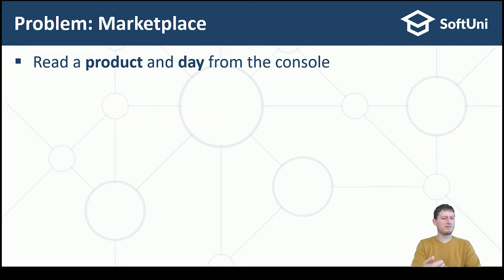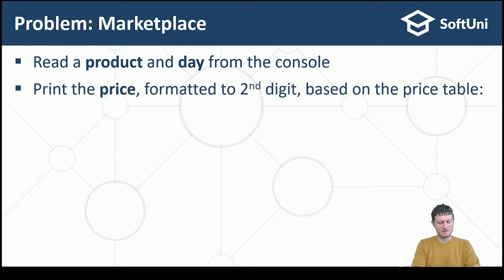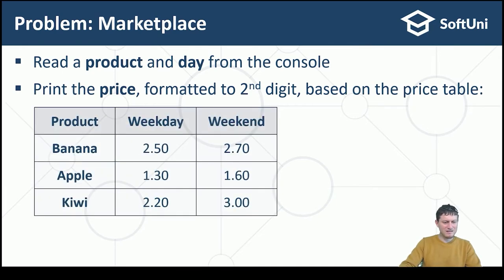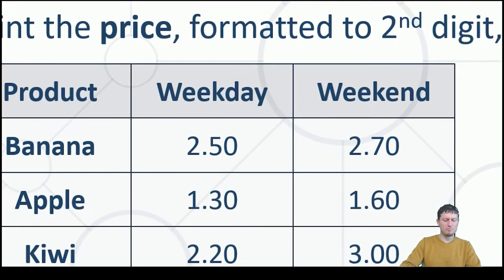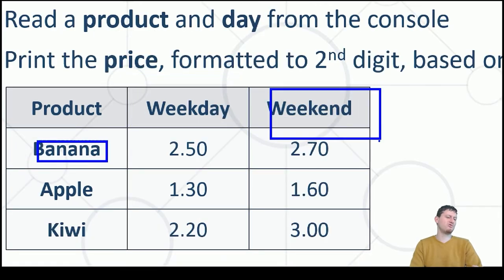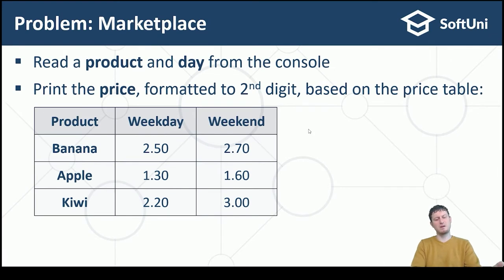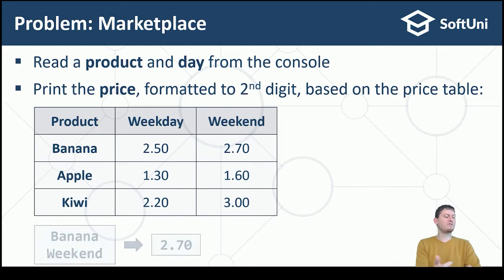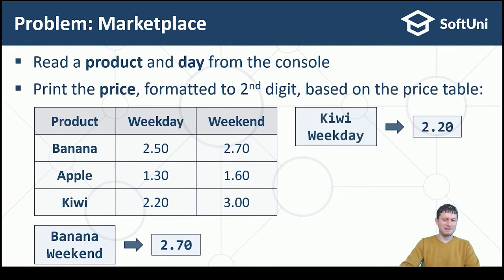We want to read the product and day from the console, and we want to print the price formatted to the second digit after the decimal point based on this price table. So banana on a weekday costs 2.50, banana on the weekend costs 2.70. So we need to check the product and after that check the day, and with nested statements we can calculate the price. If the first line holds banana and the second holds weekend, the output should be 2.70. If the product is kiwi and the day is weekday, this is the price 2.20.